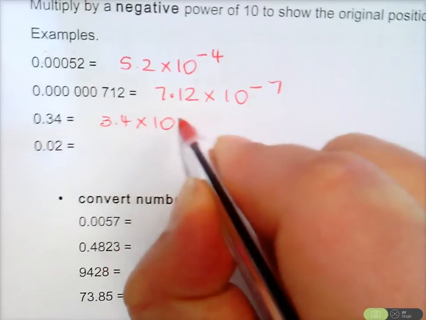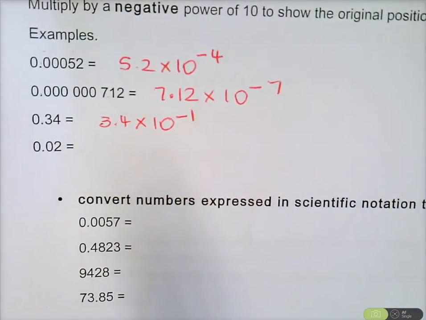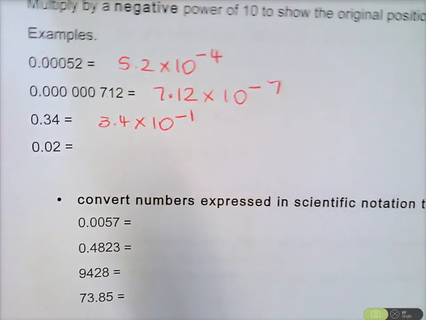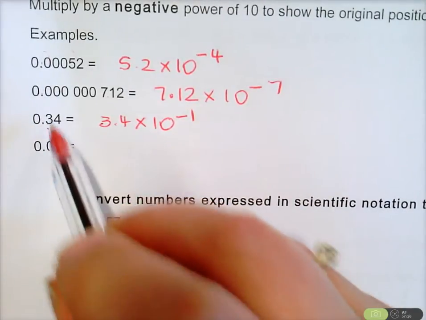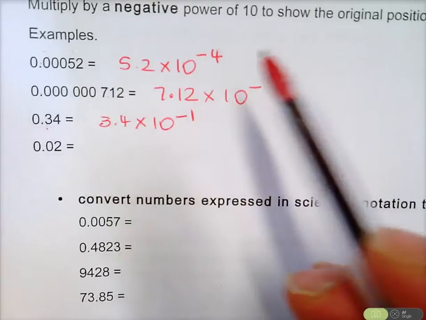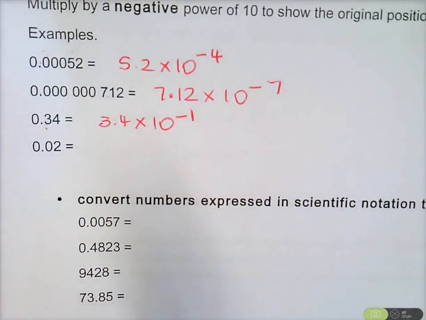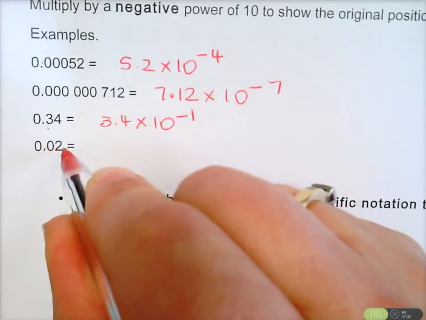3.4 times 10 to the negative 1, because I had to move it one place. So that's the 1. And this number is less than 1, it's a decimal. Anytime you've got a decimal, any number less than 1 is a decimal. Got it? And this one, how many jumps?